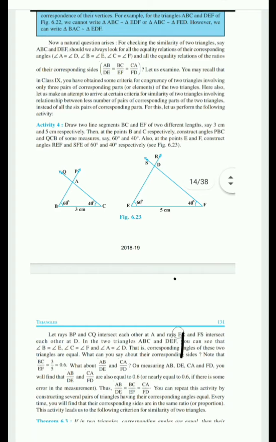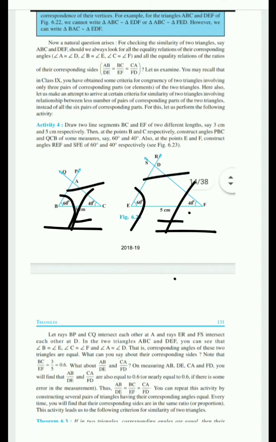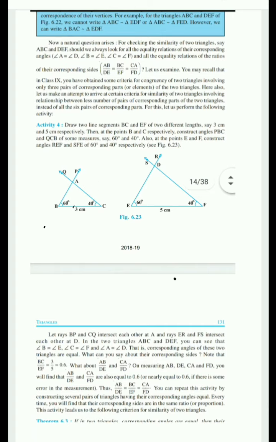They are telling that if this kind of figure is there, and one side is 3 centimeter and another side is 5 centimeter, one angle is 60, another angle is 60, another angle is 40 and this angle is 40. So are these triangles similar to each other? For that, what do we have to find? Two angles are the same, meaning the third angle will compulsorily be the same. How will it be the same? As we know, the sum of the angles of a triangle is 180.